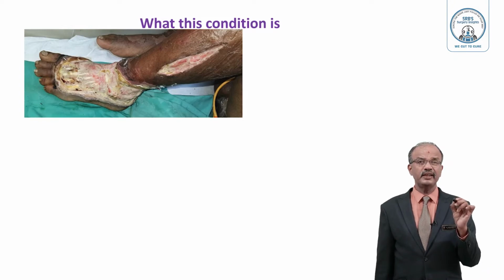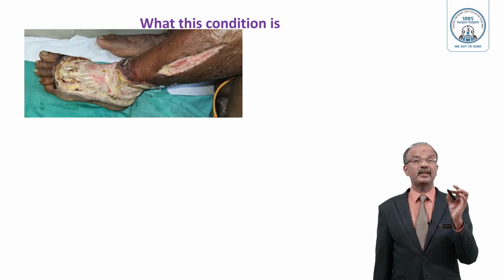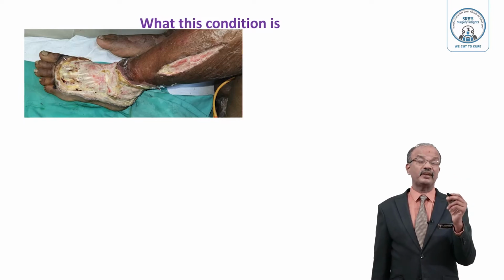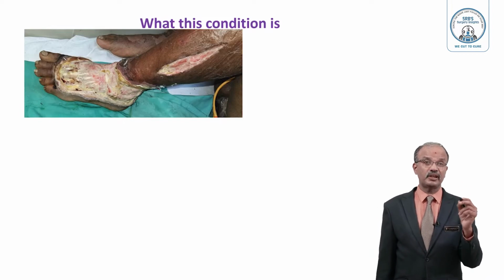Slough is dead soft tissue in situ. You should remember the definitions of slough, necrosis, sequestrum, gangrene, wet gangrene, dry gangrene, line of demarcation. All the things will be asked. So you can go through my clinical book, ulcer chapter. All these definitions are there. You can always learn that.